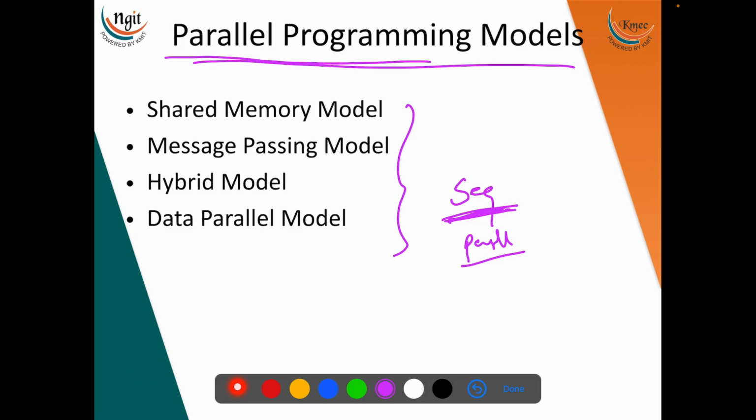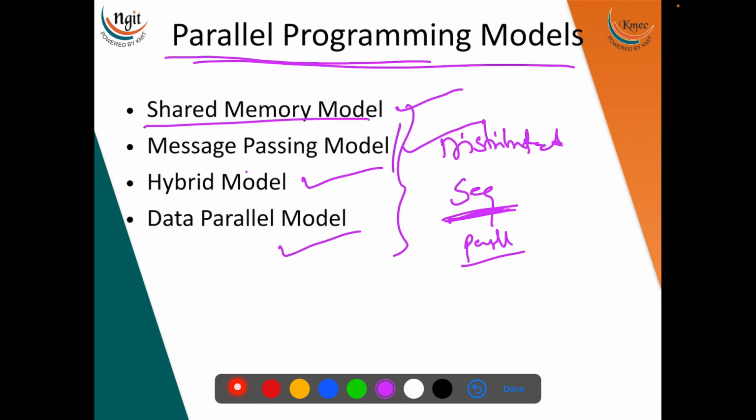There are four different kinds of models: shared memory model, message passing model, which is also called the distributed memory model, the third is hybrid model, and the fourth is data parallel model. Now let's talk about each. The first one is the shared memory model. In this model, multiple processors share a common memory space, that is the global memory space, or common memory space.